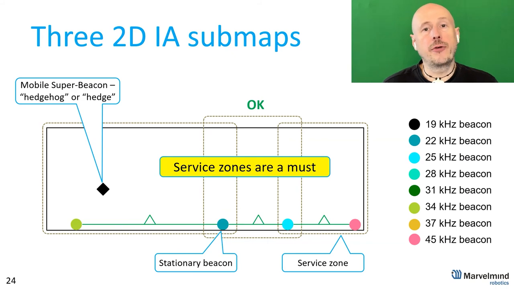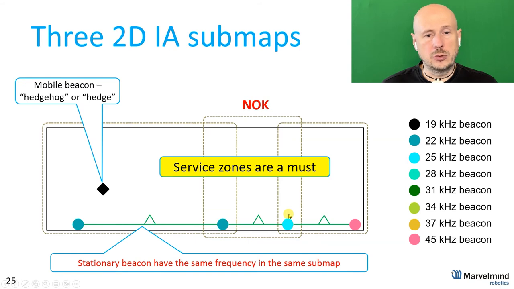Now let's discuss when you have more than a single submap. The same story: one submap, another submap, a third submap. The same case as with non-inverse architecture, but inverse architecture is a bit more complex. Why? Because you need to, first of all, provide different frequencies in each separate submap. So you see, this was 34 and 22. This was 22 and 25. This was 25 and 45. Okay, first rule: in each submap, the pair of beacons have different frequencies. But that's not the only rule.